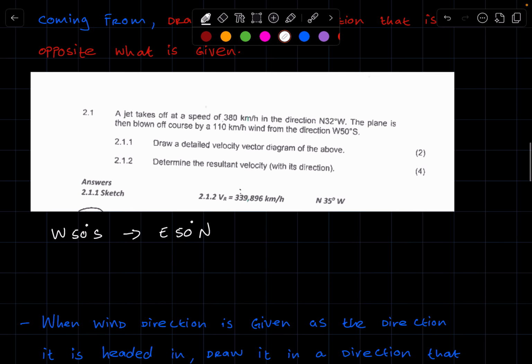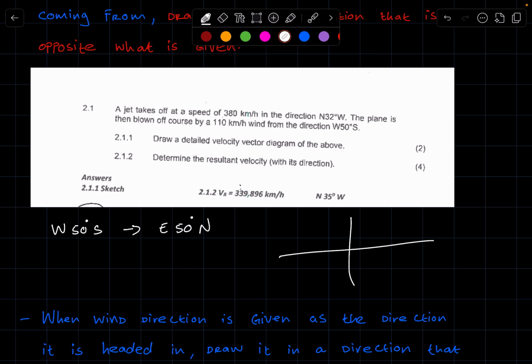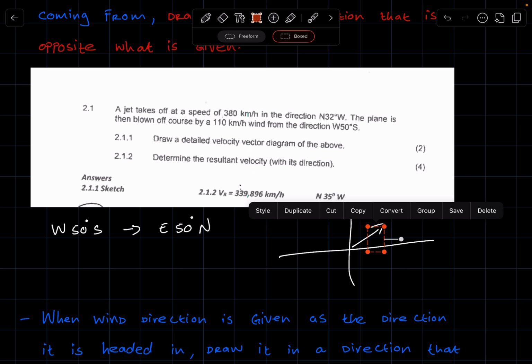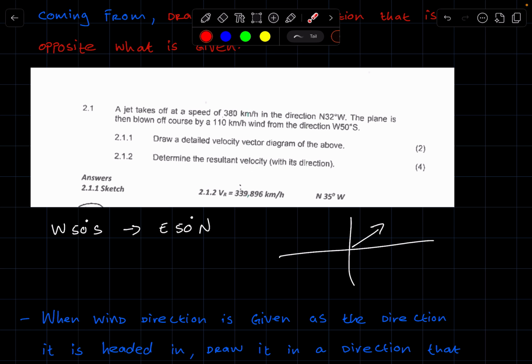Why? Like I said here, that's your Cartesian plane. West, south is in this quadrant. If it is coming from here, it means it is headed in this direction. And as you know, we do not draw vectors on the Cartesian plane such that they are headed towards the point of intersection. Instead, we do that. So if it is coming from this direction, it means it is headed in this direction.